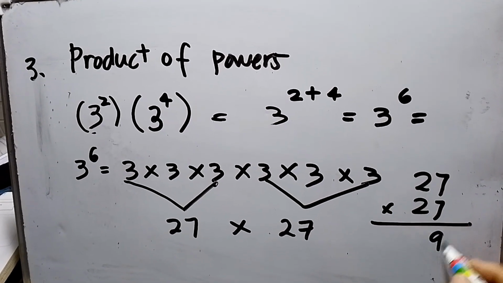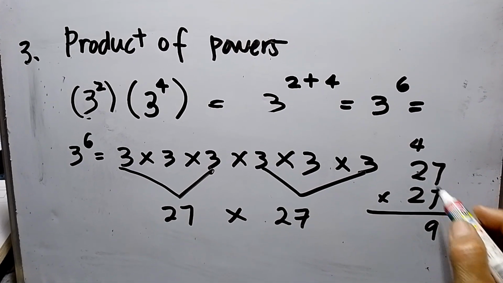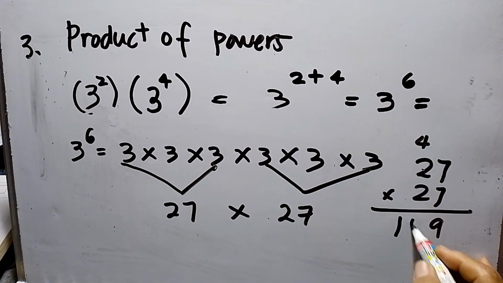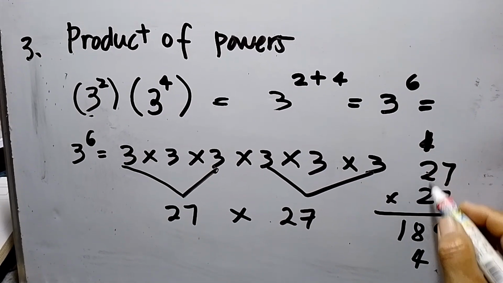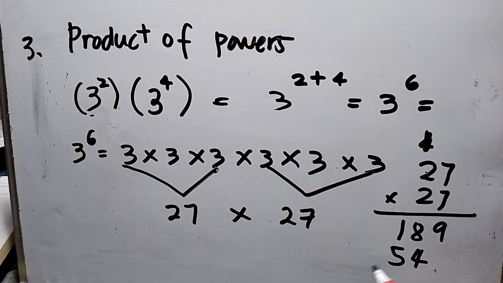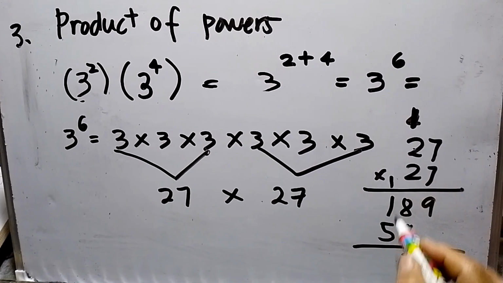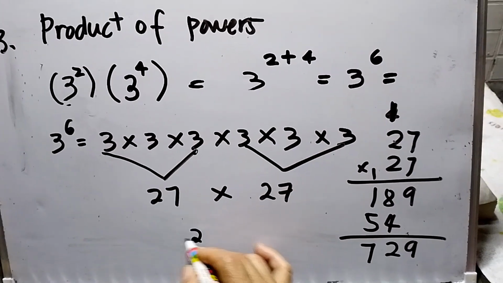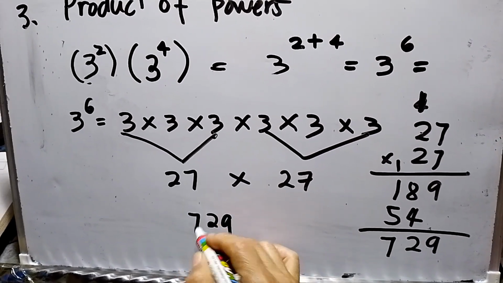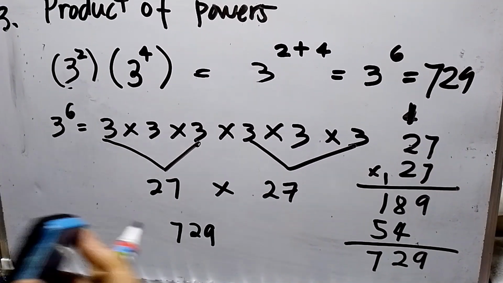So this will be 49, carry 4. 2 times 7 is 14, plus 4, 18. 2 times 7 is 14, carry 1. 2 times 2 is 4, plus 1, 5. So this will be 9. 8 plus 4 is 12, carry 1. So 7, 29. So the answer is 729. Now another example.